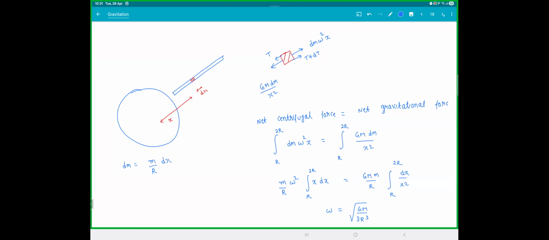Please check the steps. If you had figured out this part, that the centrifugal force equals the gravitational force, you have done it. Any doubts on this?